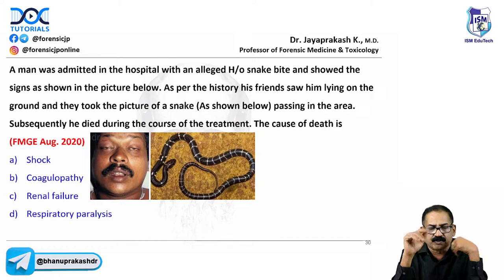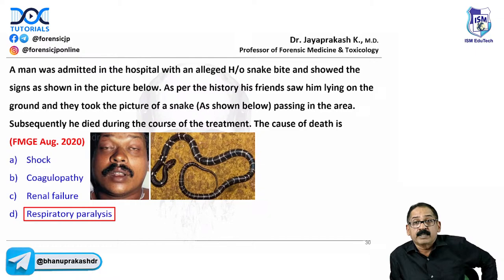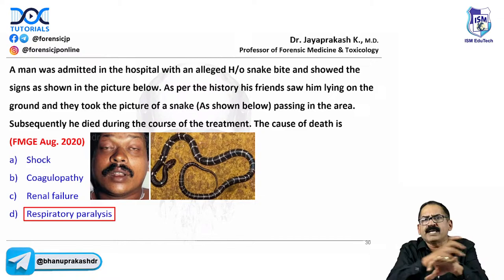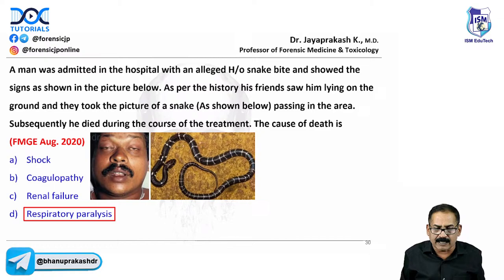Respiratory paralysis. Remember one more important point. In case of common krait, many times there may not be any fang marks, not even scratch marks. Sometimes only scratch marks may be there. Sometimes nothing will be there. As per the history, his friend saw him lying on the ground and they took a picture of a snake.